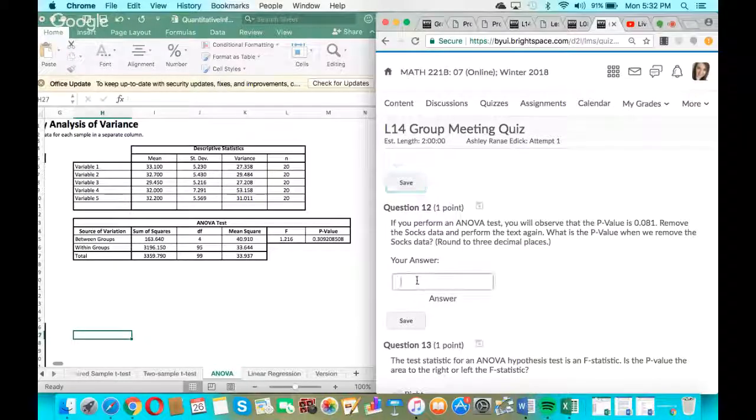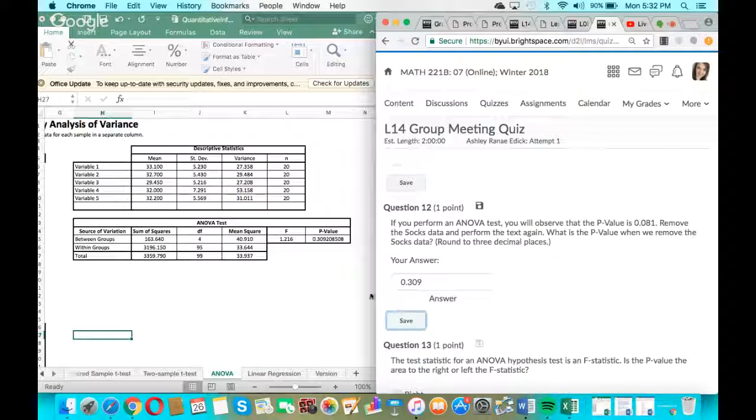Then the p-value is 0.309. So would it be 0.310? Wait, what am I thinking? You'd only round it if the 9 was in the 4th place. Perfect. Okay, 0.309. That makes sense.